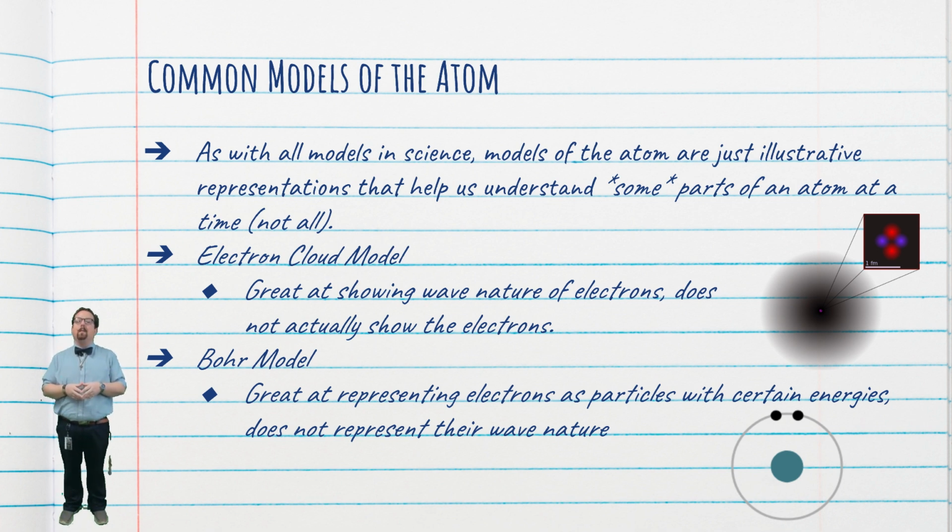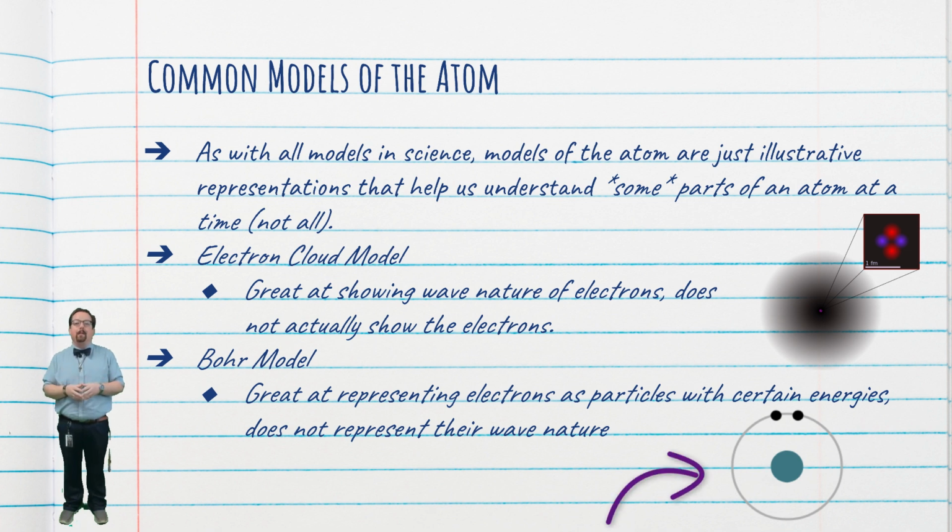For instance, one of the more current models of the atom is the electron cloud model. This describes the atom as having a nucleus with a cloud of space around it where electrons may exist. This model falls short of a perfect explanation of an atom because it doesn't actually show the electrons or discuss the electrons' energies. It does do a great job of showing the wave-like properties of electrons, though.